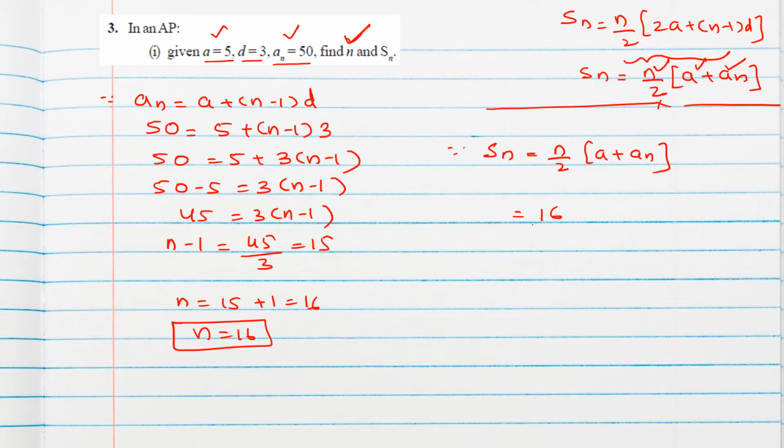n is 16 by 2. So a is 5 and an is 50. So this we can cancel, 8, and this summation will give 55. So multiply with 55, we'll get 440 as the sum.